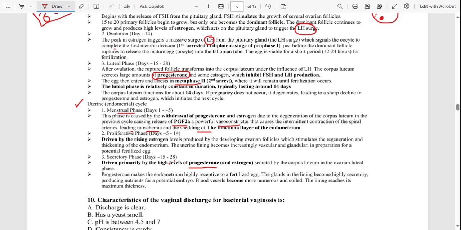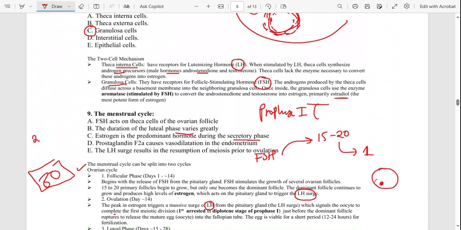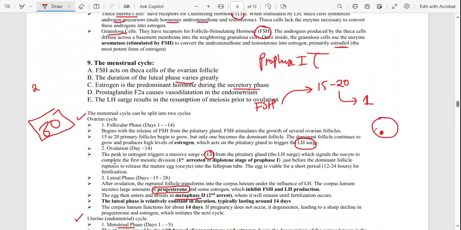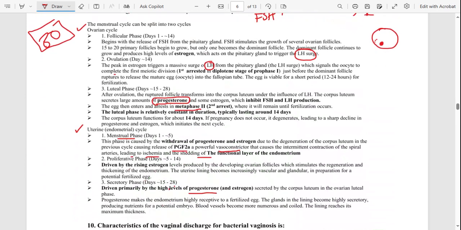So on question 9, the answer is E. The surge in luteinizing hormone will result in resumption of meiosis, specifically meiosis 1 from prophase 1, because that's where the arrest was.